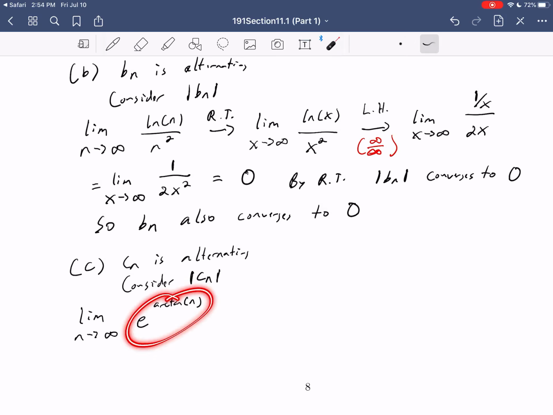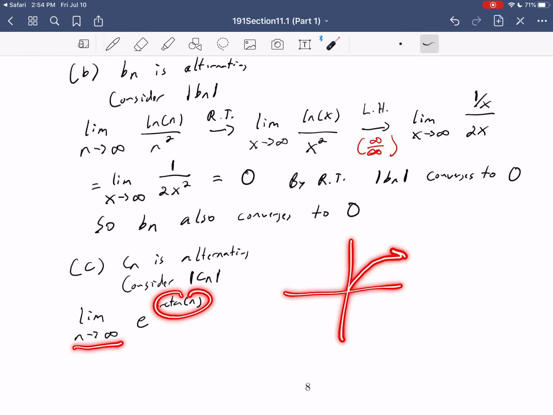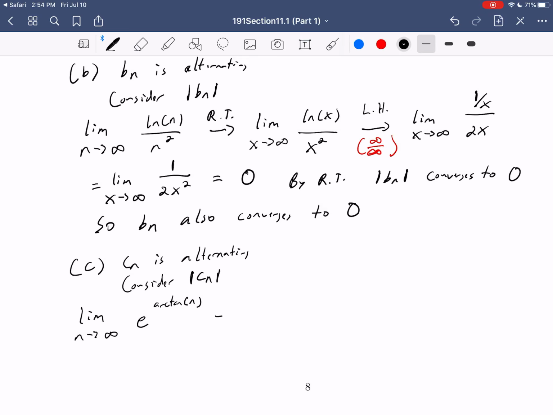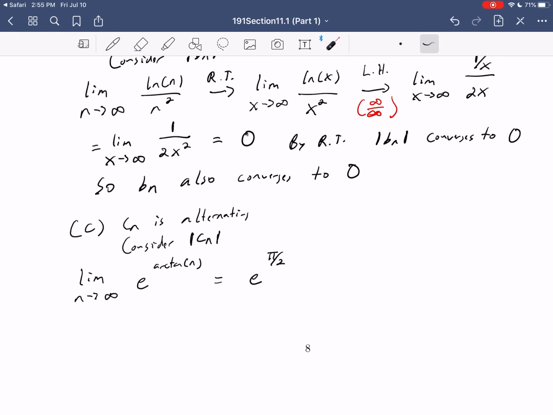Now, what happens with this? Well, this is a composition as n goes to infinity. Arctangent sort of looks like this, and if you're going towards infinity, you're approaching that pi over 2 asymptote. So this is going to equal e to the pi over 2. Now, we don't know exactly what e to the pi over 2 is. Pi is like 3.14, so dividing by 2, you're getting like 1.5 something. So you're raising e to like the 1.5-ish power. So this is just some number. So this tells us that the absolute value of c sub n converges to e to the pi over 2.